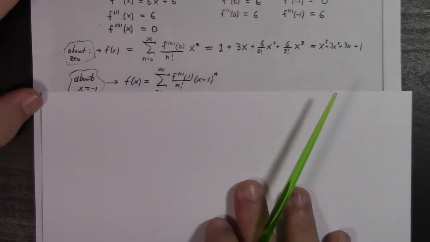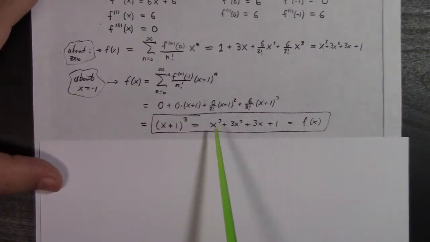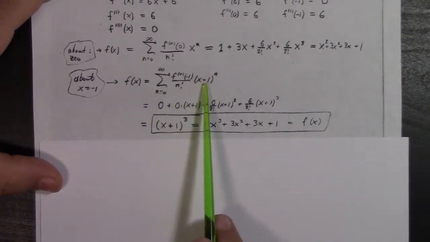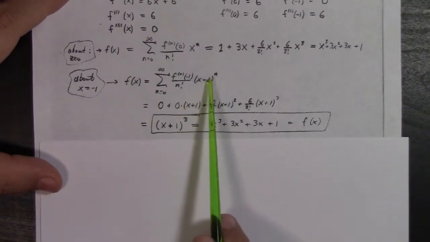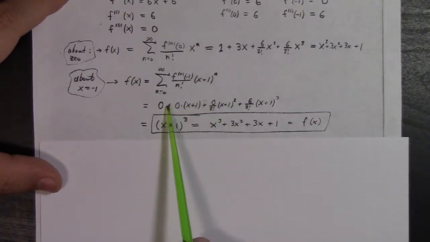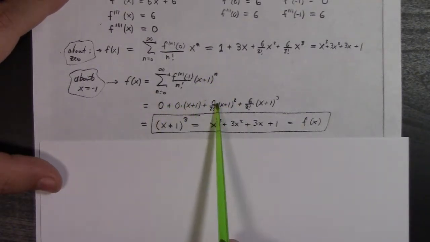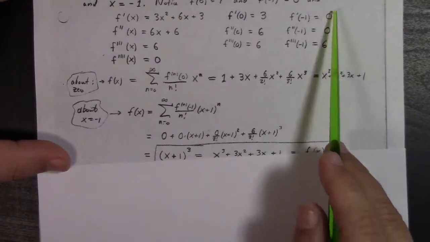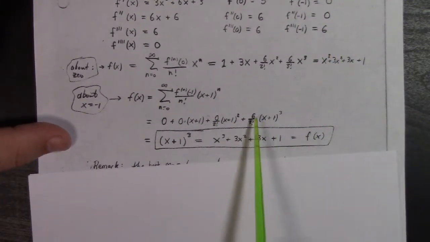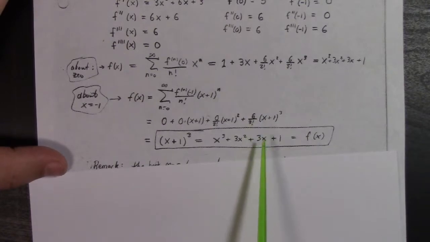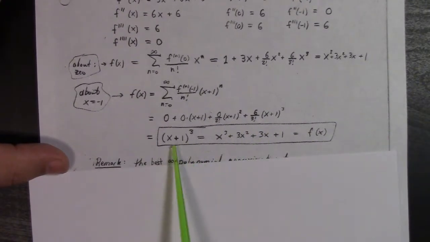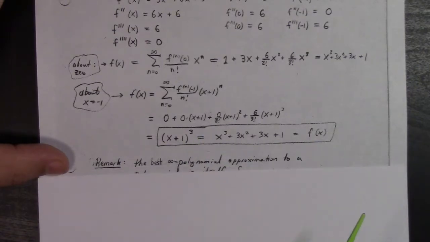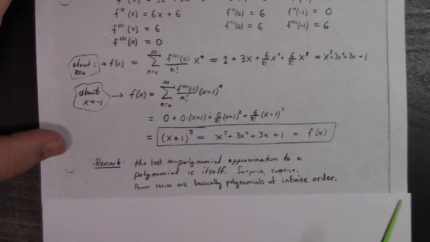Now about minus 1, something kind of cool happens. This gives us the insight that about minus 1, we've got (x plus 1) to the n, right? Because x minus a, with a equal to minus 1, is x plus 1. And in this case, we get 0, 0, 0 from the evaluations we did up here. And 6 over 3 factorial is 1, so we have derived with Taylor's theorem that this factors as (x plus 1) cubed. It's kind of a cute calculation.